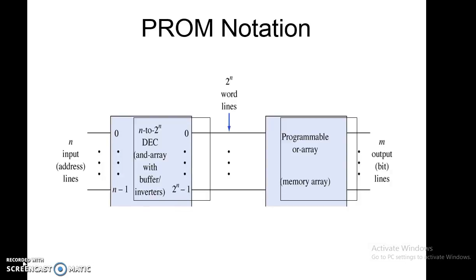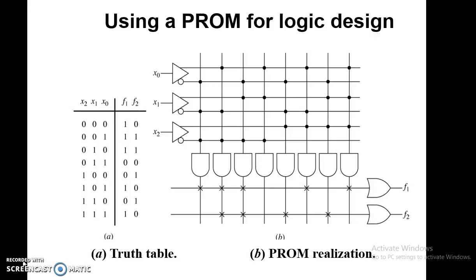PROM notations. They have n input lines, which are called address lines, and 2 power n word lines, and m output bit lines. We have a programmable OR array, that is a memory array. Using a PROM for logic designs, we have x0, x1, x2 as the inputs. Our outputs are f1 and f2. We are using 3 bits, so the output will be 8 bits.